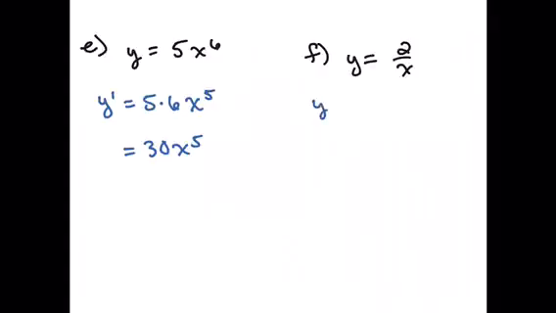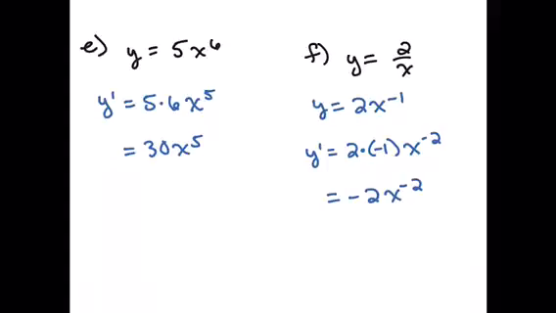For F, I want to rewrite this so I can see the power. This is 2 times x to the negative 1. So my derivative, the 2 stays out front, and then I take the derivative of x to the negative 1. A negative 1 comes out front, I get x to the negative 2. And so if we clean this up, multiply our coefficients together, I get negative 2x to the negative 2. And it is fine to leave the answer in this form, or you can choose to rewrite it with the exponent being positive. Either way is fine.